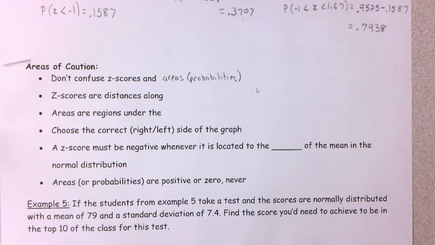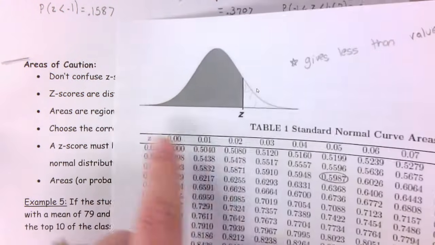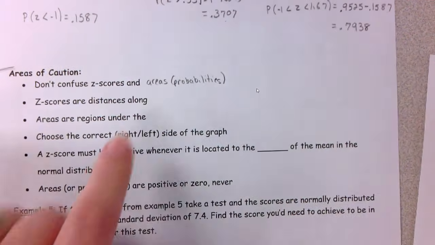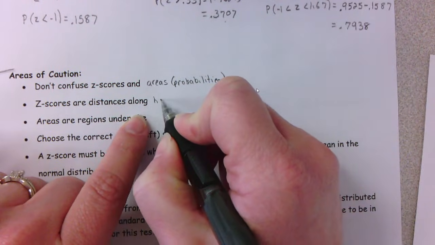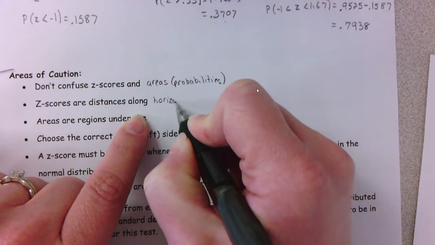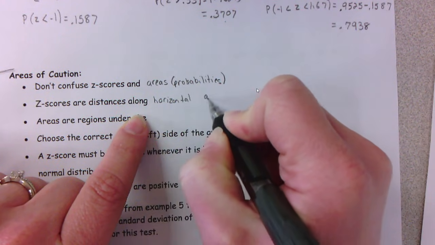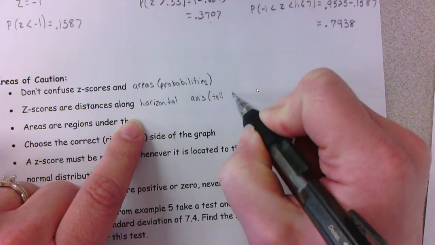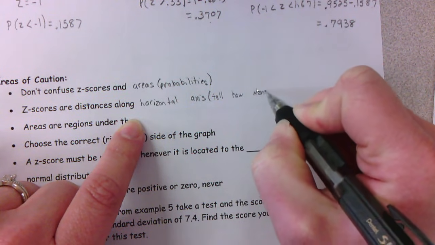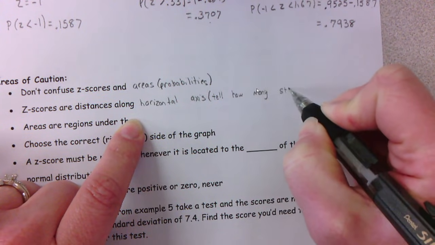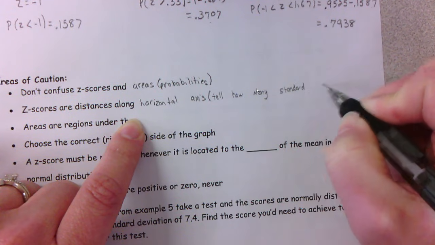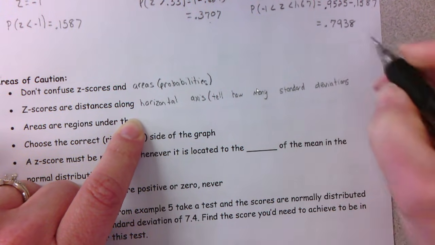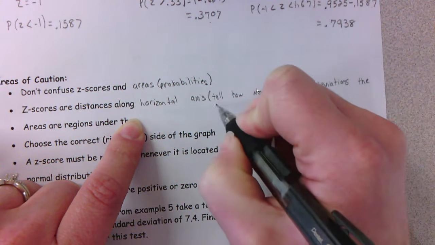Okay, remember z-scores tell us how far away the value is from the mean. So they are the scores along the horizontal axis. And they tell us how many standard deviations the value is from the mean.